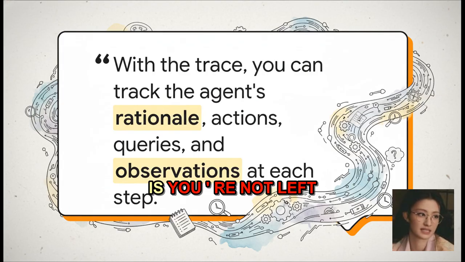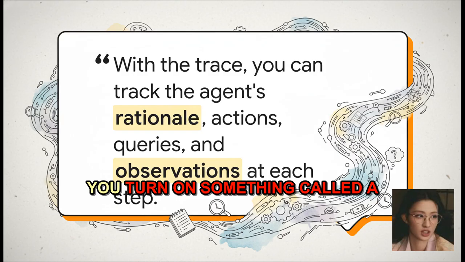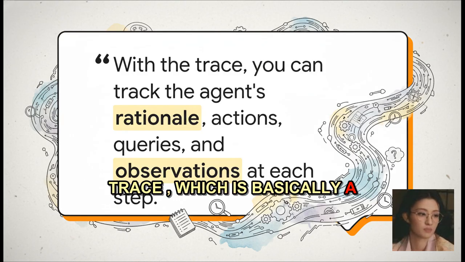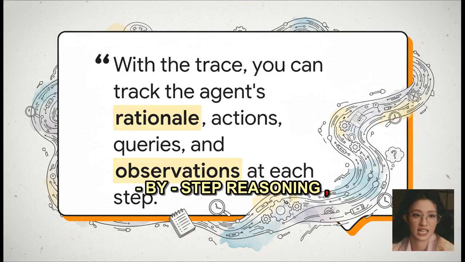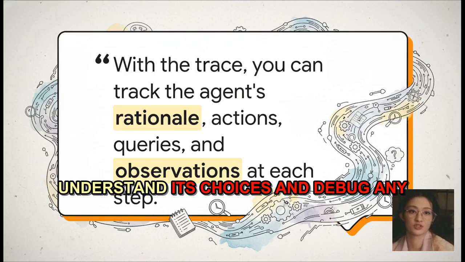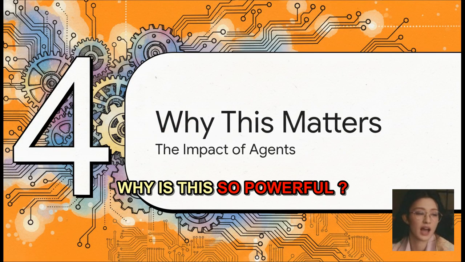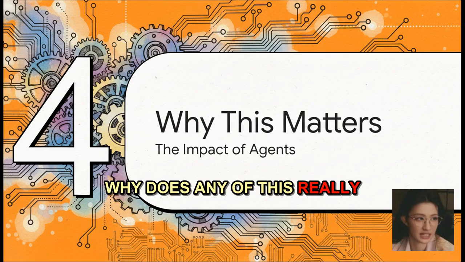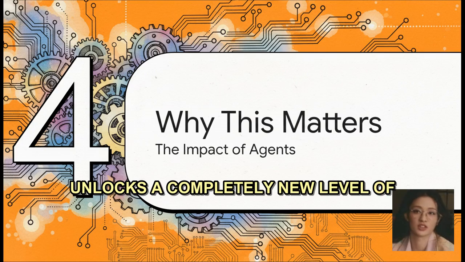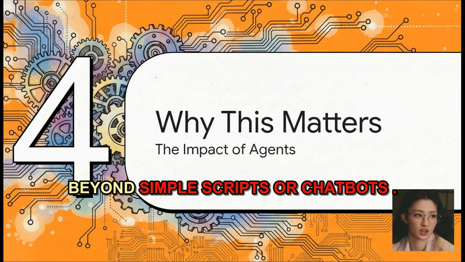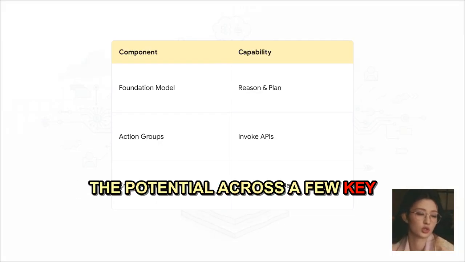Now, the best part is, you're not left in the dark while all this is happening. Amazon Bedrock lets you turn on something called a trace, which is basically a flight recorder for your agent. You can literally see its step-by-step reasoning, which makes it incredibly easy to understand its choices and debug any issues that crop up. So why is this so powerful? Why does any of this really matter? Well, because it unlocks a completely new level of automation that goes way, way beyond simple scripts or chatbots. This gives you an idea of the potential across a few key areas.